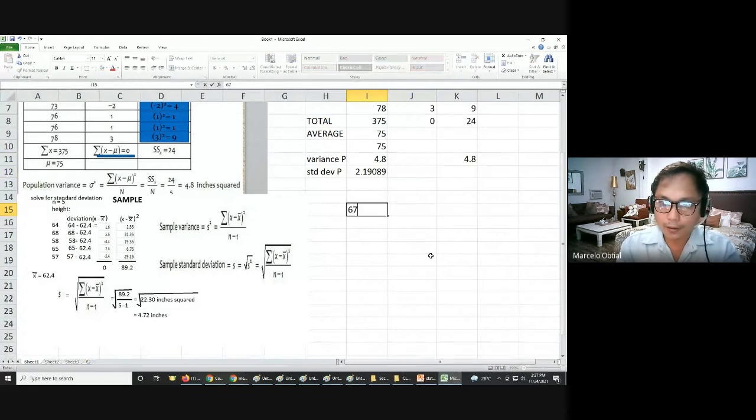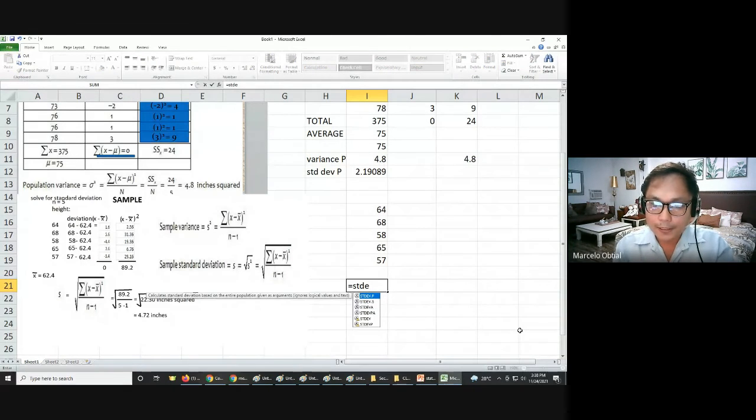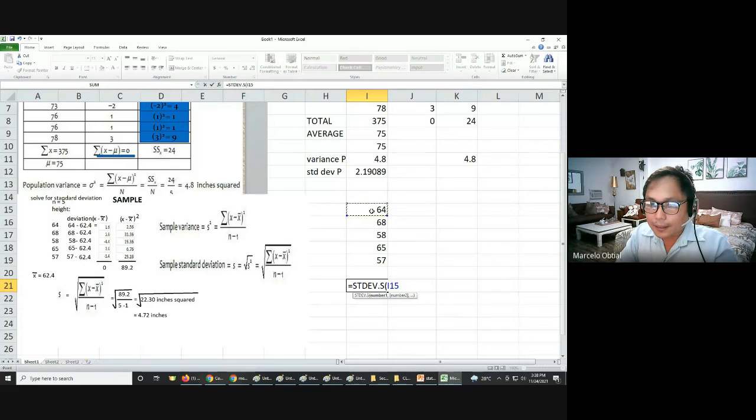Okay, next, here, how to check this. Okay, 64, 68, 58, 65, 57. Our answer using the calculator is 4.72. Using the Excel, ganito mag-check class, ha? Equals STDEV. Since this is sample, I will choose this formula S, no? Sample. Okay. Then go to the first datum. You click the left button of your mouse, click, you hold, no? Nakaklik pa rin yan. Tapos you drag. Baba pababa. And after that, enter. The answer should be 4.72.